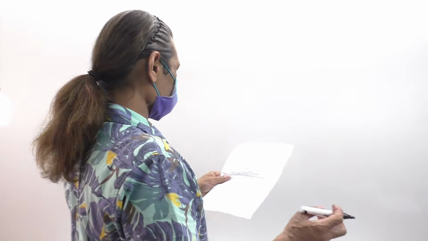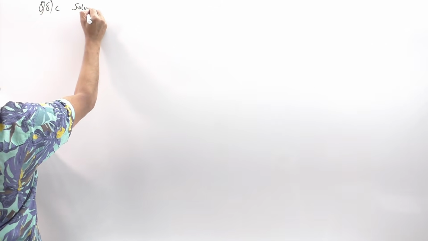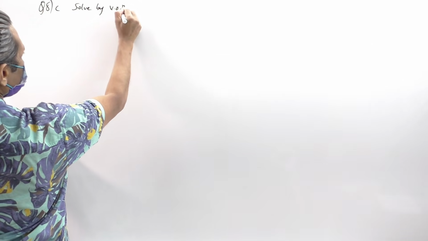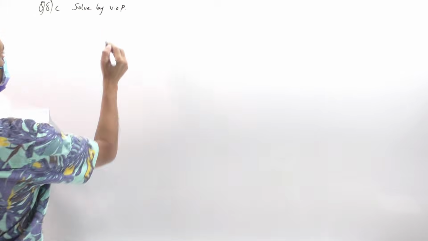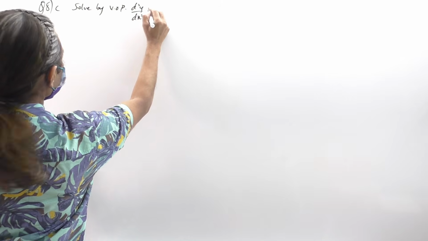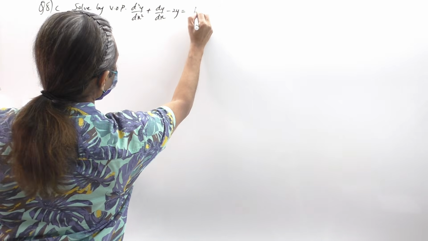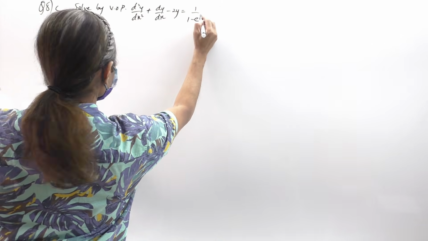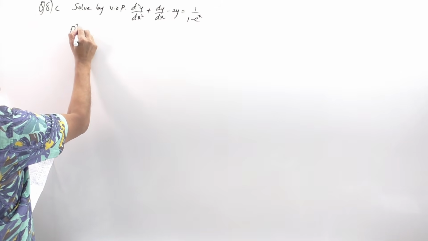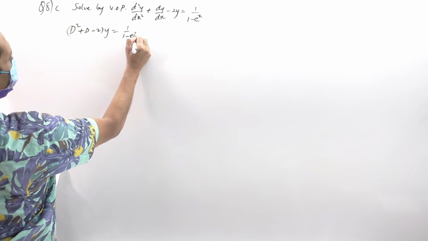See, the question number 8c here is solve by variation of parameters. It says d square y by dx square plus dy by dx minus 2y equals 1 by 1 minus e raised to x. So again, (D square plus D minus 2) into y equals 1 by 1 minus e raised to x.